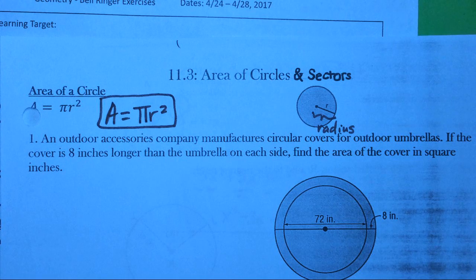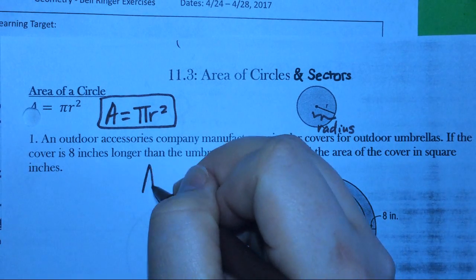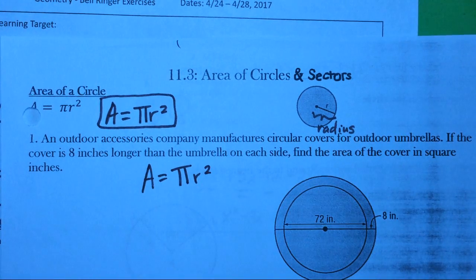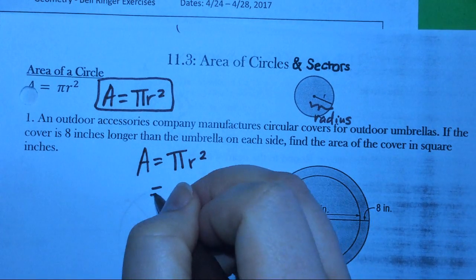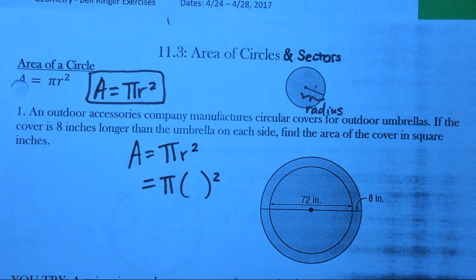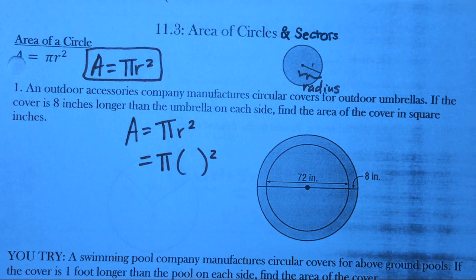Okay, so we read, it's talking about an outdoor accessories company that manufactures circular covers for outdoor umbrellas. If the cover is 8 inches longer than the umbrella on each side, find the area of the cover in square inches. First thing I do is write my formula. Next thing I need to do is figure out my radius. Is there anyone who knows what number I should plug in for the radius?